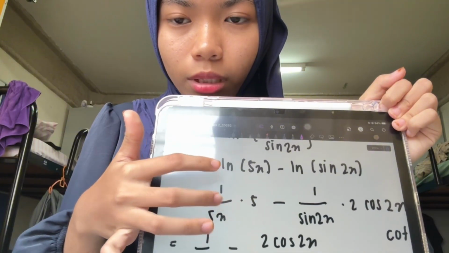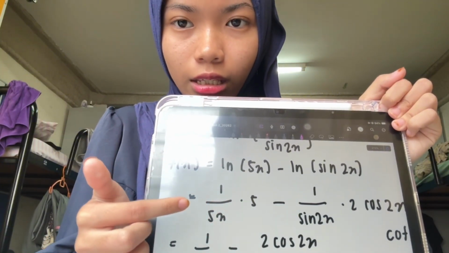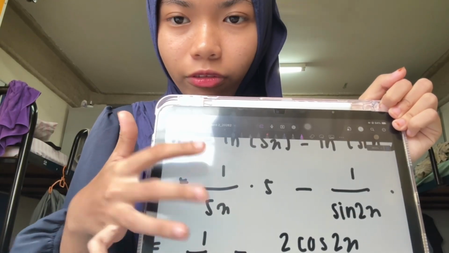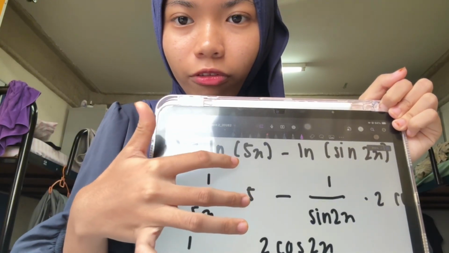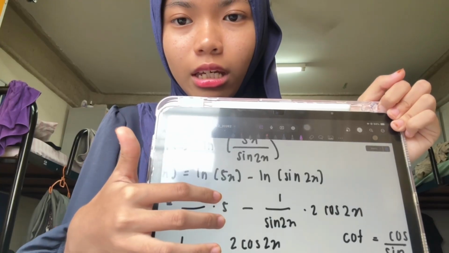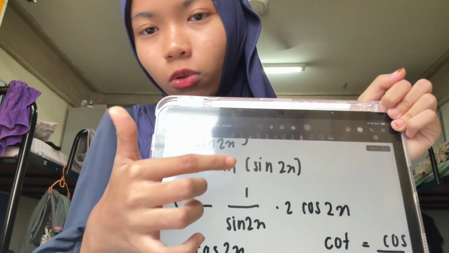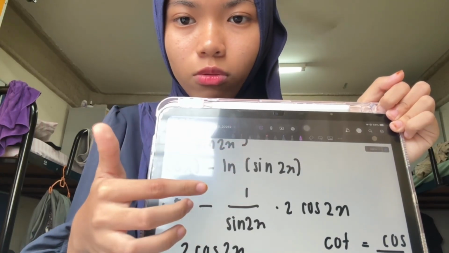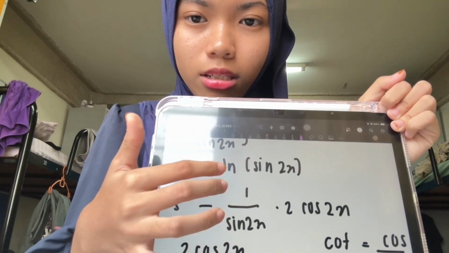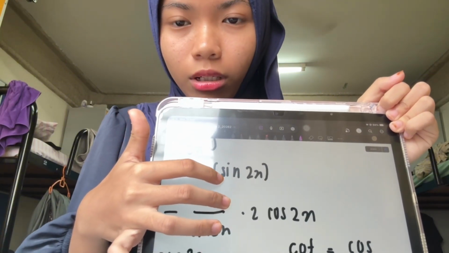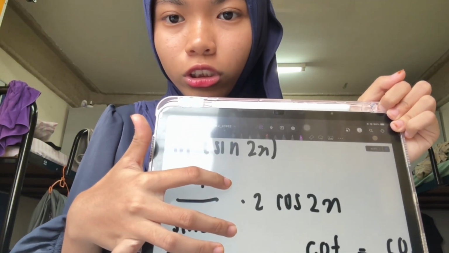For ln, it will become 1 over the function. So we get 1 over 5x. And then we differentiate 5x, we will get 5. And then minus, put minus here. So for ln sin 2x, we differentiate ln sin 2x, we get 1 over sin 2x. And then we differentiate the angle sin 2x, it will become 2 cos 2x.